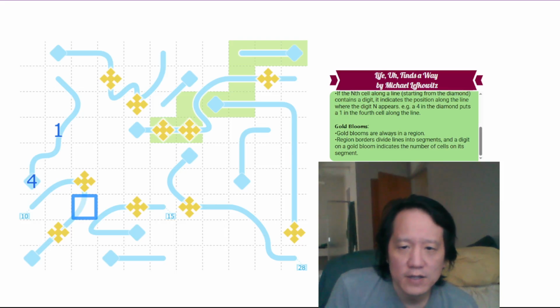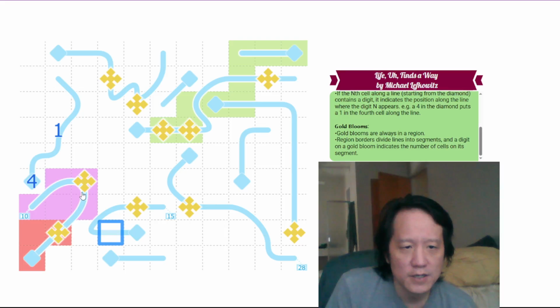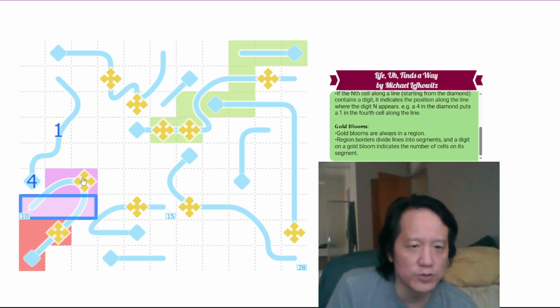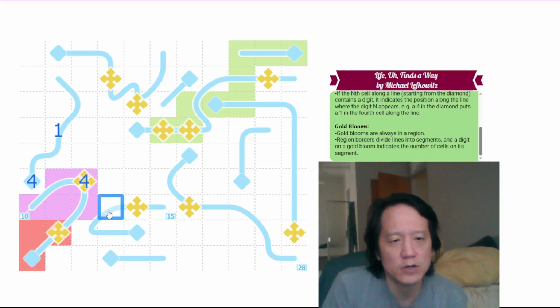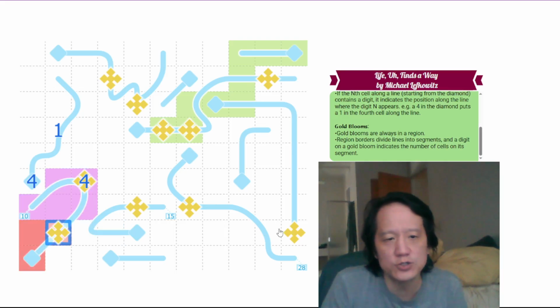Well, okay. Let's say this was a region or part of a region, and this was the other part of the region. This was another region. So this would have to be a 4 to count the number of cells on its segment, because this is all the same region. This would then be 2, because it only has 2 cells in the segment on this line. So that would be that.